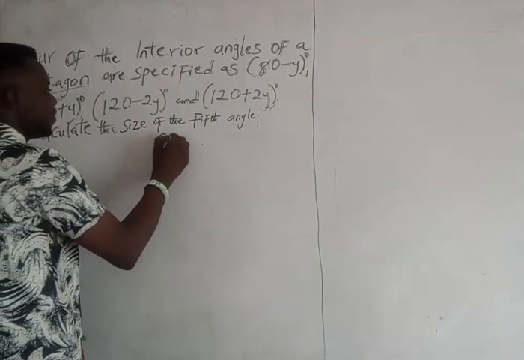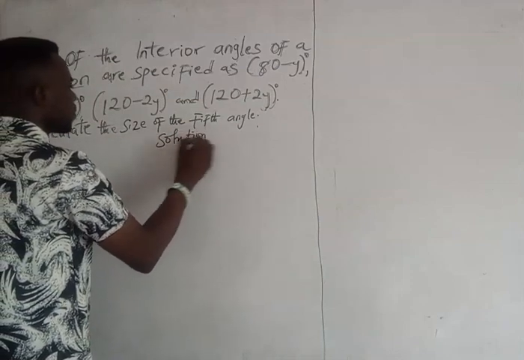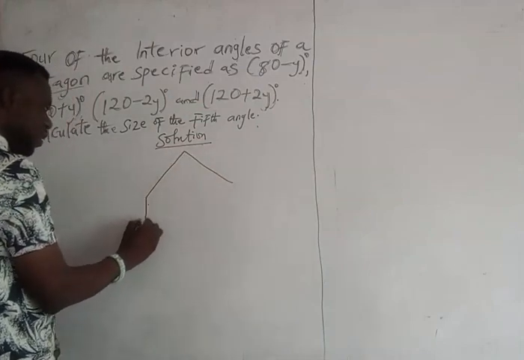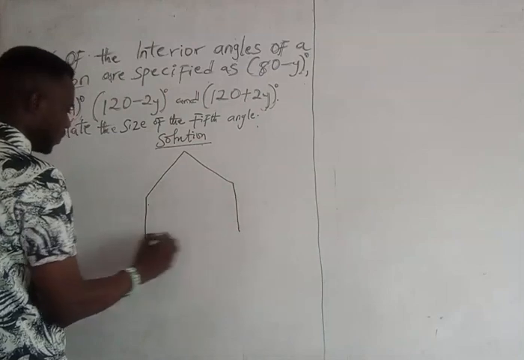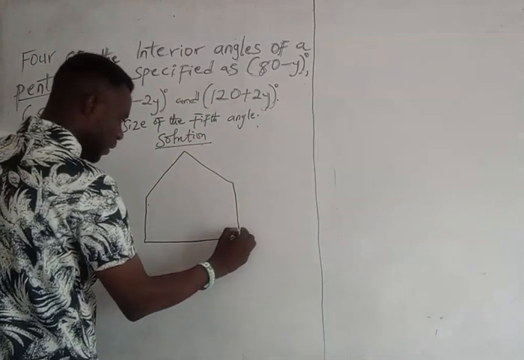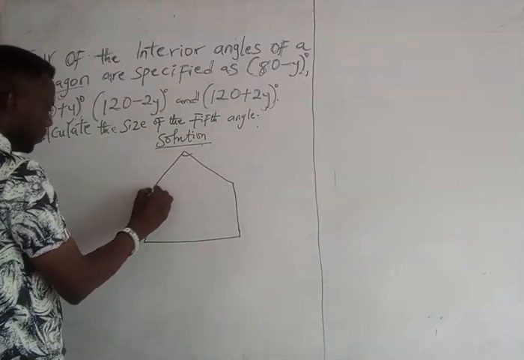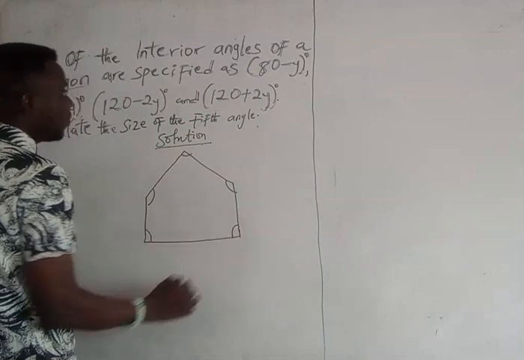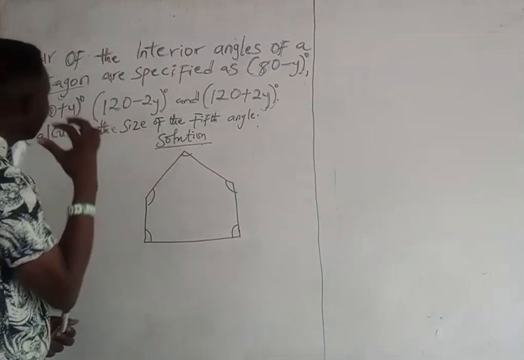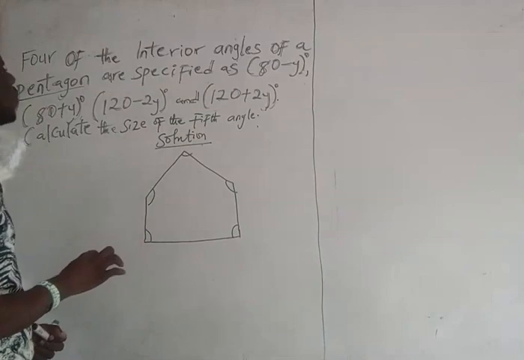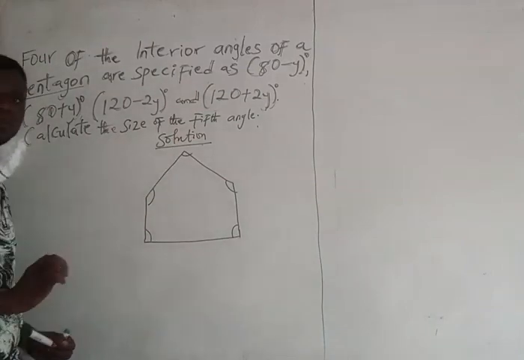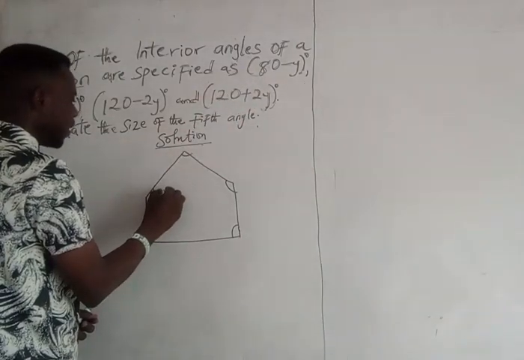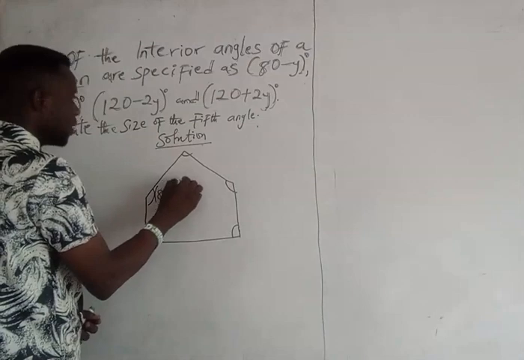Now, solution. Diagram of a pentagon. I have to make the diagram bold. At least this is okay. Number 3, number 4, and number 5. Now this is the pentagon. The next thing is to fix in the 4 specified angles that were given in the question. The first one is 80. The arrangement does not matter; you can arrange it anyhow.